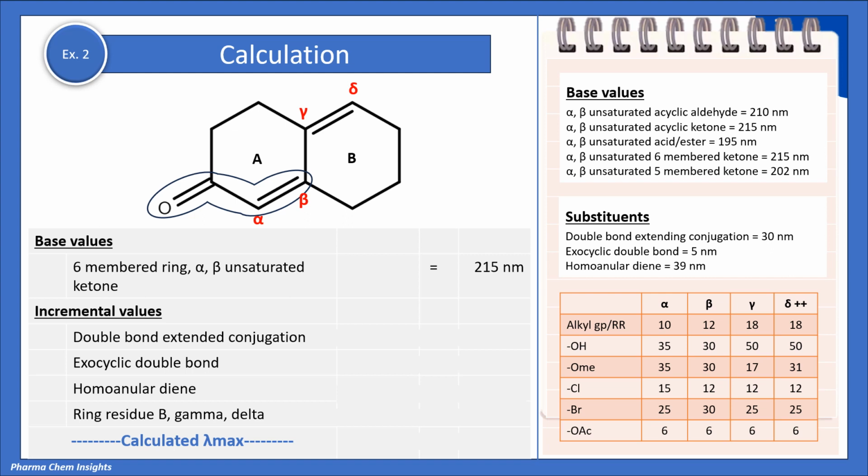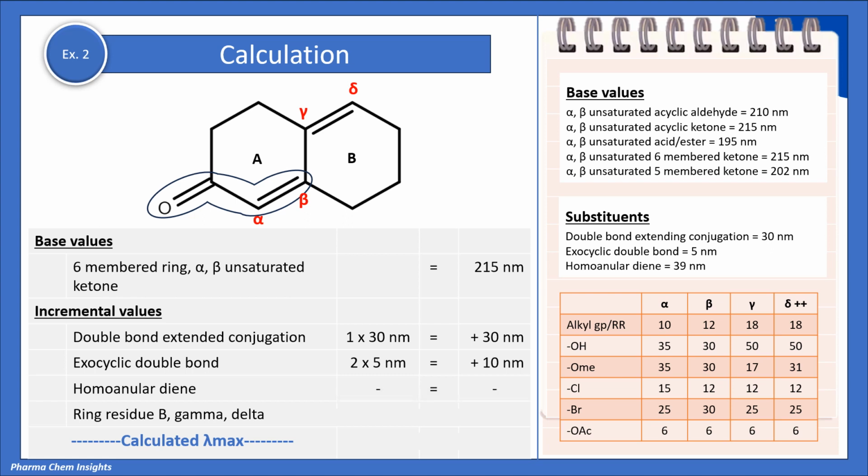Double bond extended conjugation we have, and hence the increment is 30 nanometer. We have 2 exocyclic double bonds. The double bond present between alpha and beta carbon is exo to the ring B, whereas the double bond between the gamma and delta carbon is exo to ring A. So 2 into 5, we have increment of 10 nanometer. The 2 double bonds which are present are heteroannular and not homoannular, so no increment.